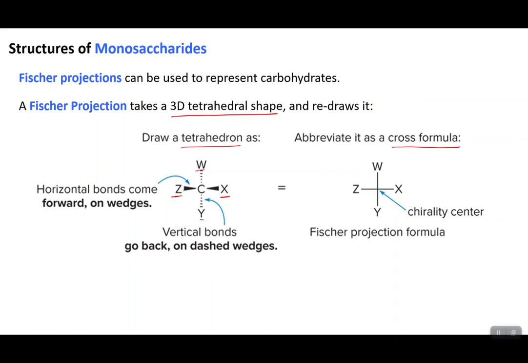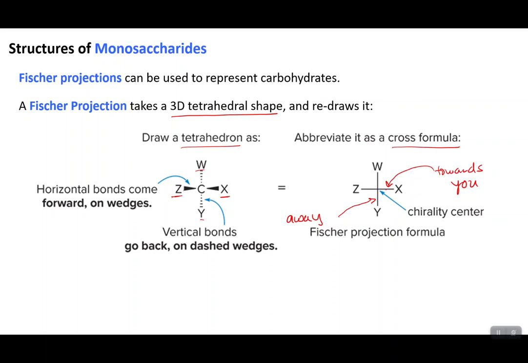So when we draw this into a Fischer projection formula, the horizontal line is assumed to be pointing towards you. So the X and the Z are basically on those wedges. And then the vertical line means that they are going away from you. But we can communicate that information by just drawing a two-dimensional cross formula as shown here.